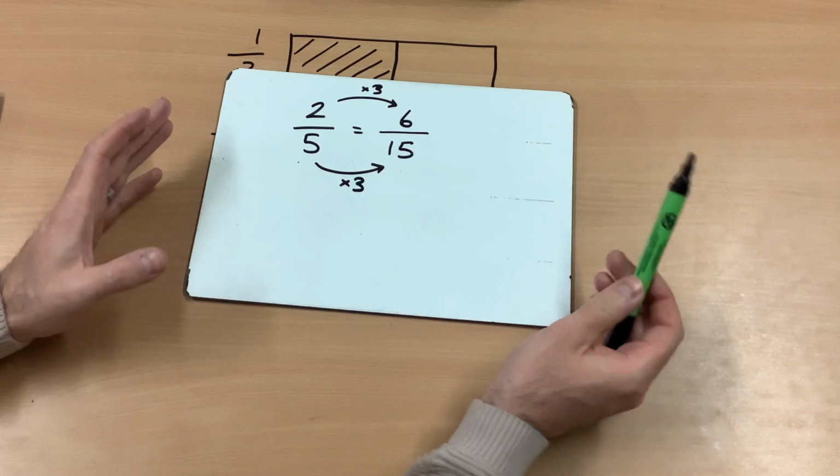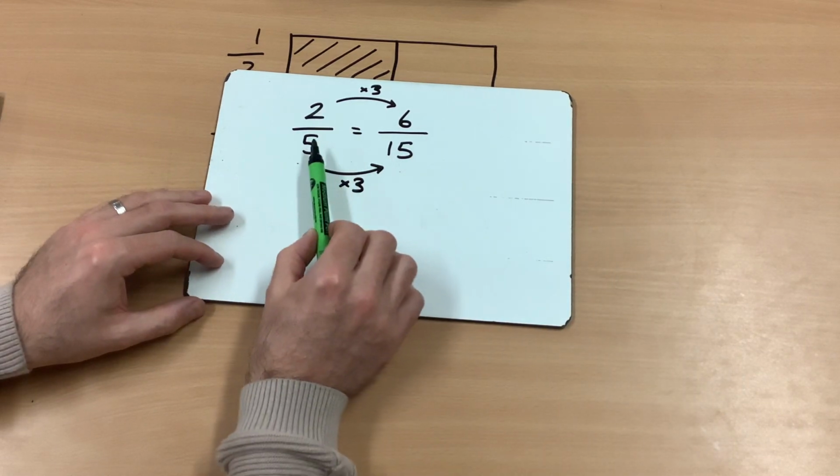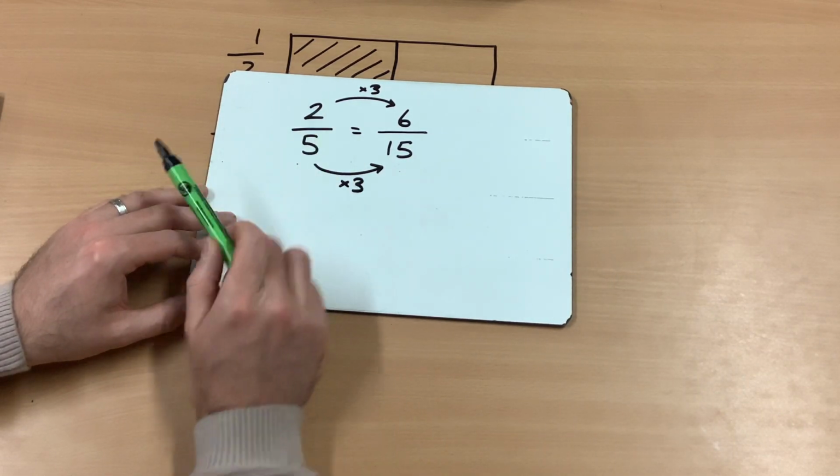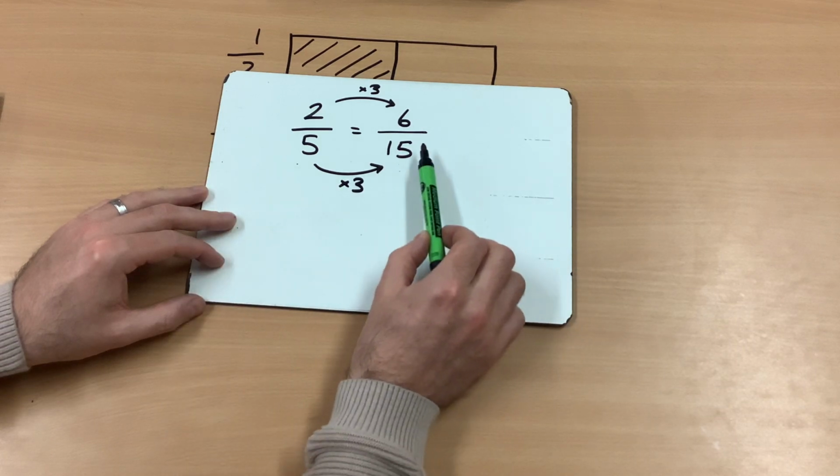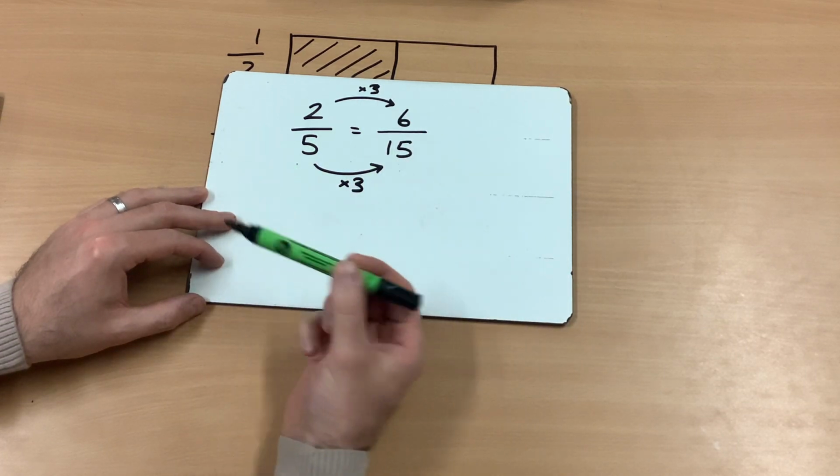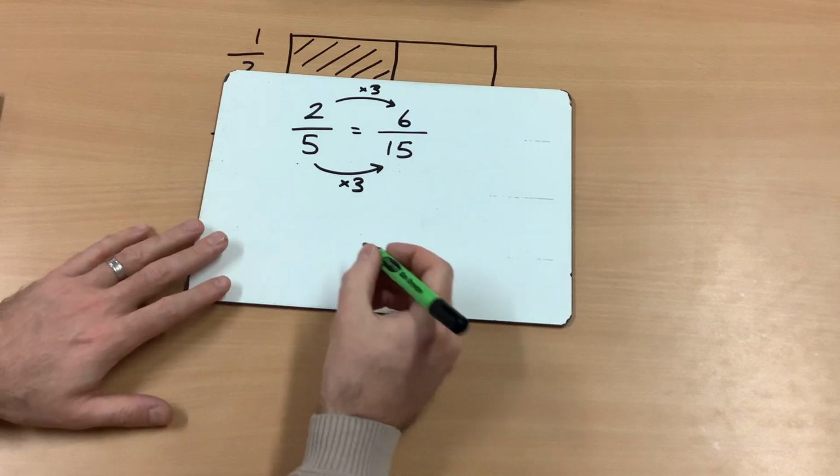If I had a bar, and I chop it up into 5 pieces, 2 of them would be the same amount as if I chopped it into 15 pieces and had 6. I can do this with division as well.